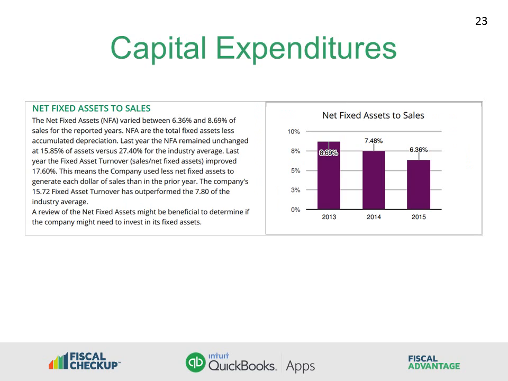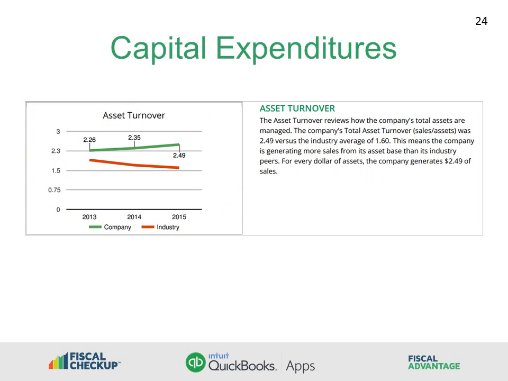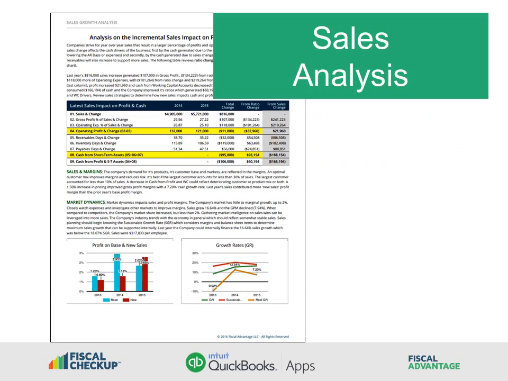The net fixed assets to sales ratio shows how well the company is utilizing their fixed assets. This trend is positive. The company is using less assets to generate each dollar of revenue. However, it also raises concerns as to whether the company is delaying capital investments. The asset turnover graph shows the company in green and the industry in red. This company is considerably more efficient than their industry in utilizing their assets with a positive trend.